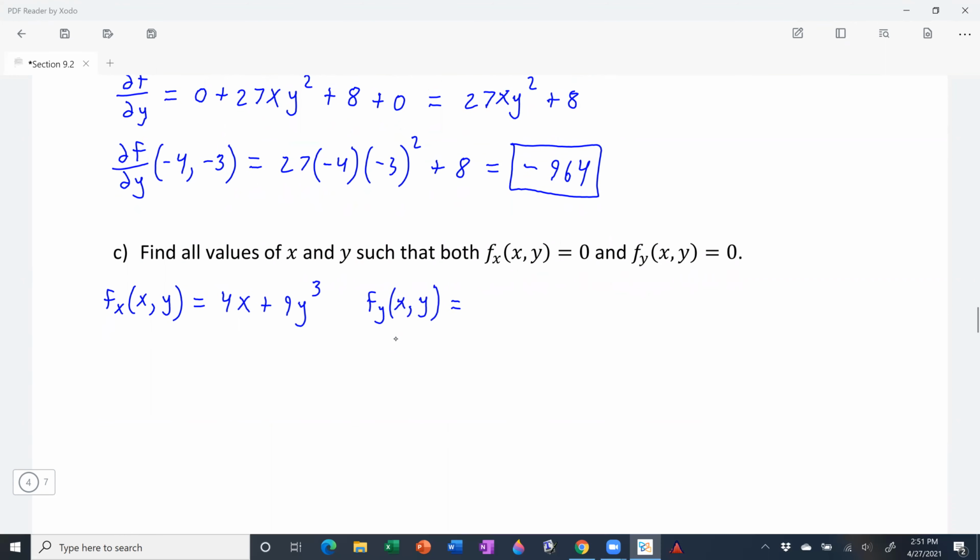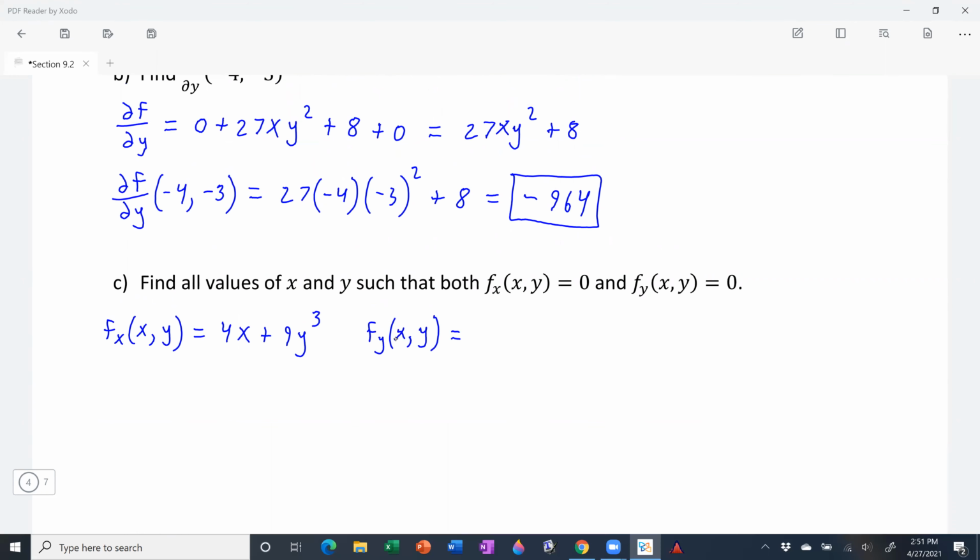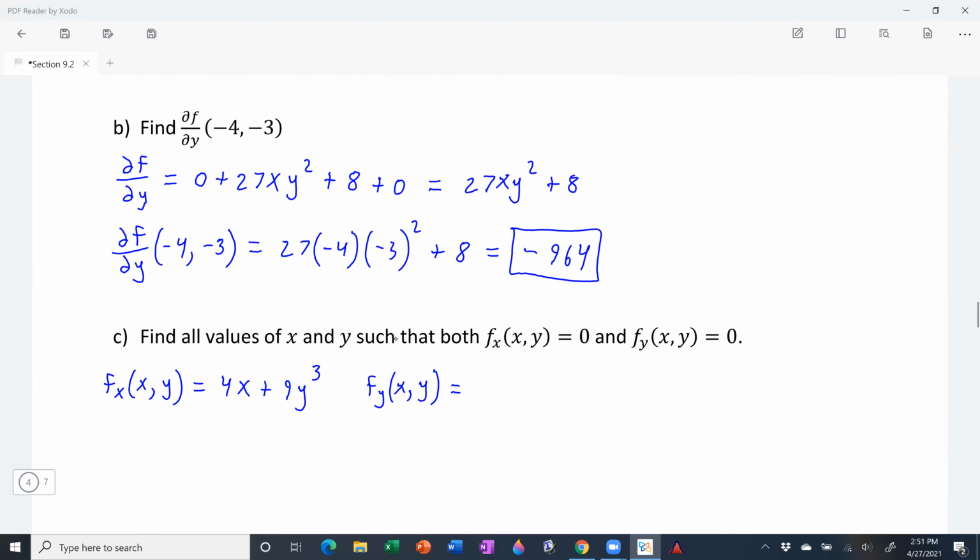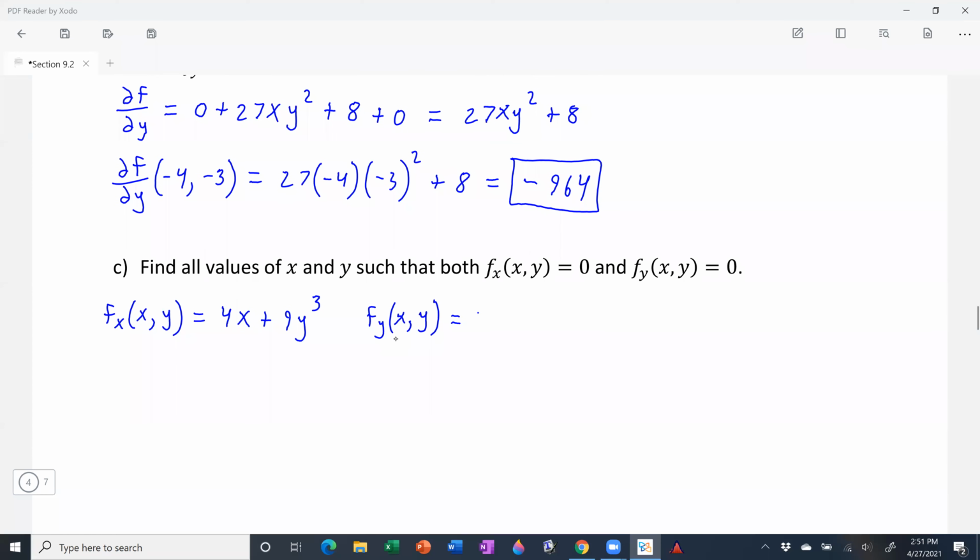And we also had the partial with respect to y. We use the other notation with that cursive looking D thing, but same thing, partial with respect to y, we got 27. Now remember, this is where we're not plugging in anything yet. This is just the derivative itself. So 27xy squared plus 8. Okay, so those are the two partial derivatives.